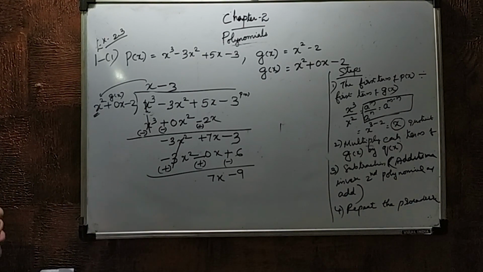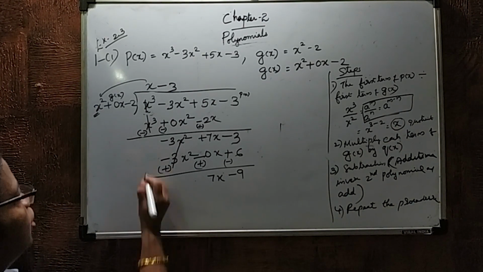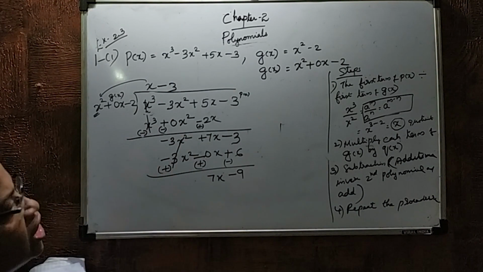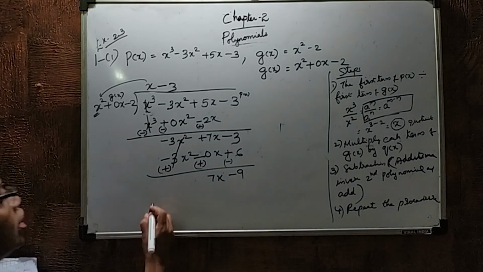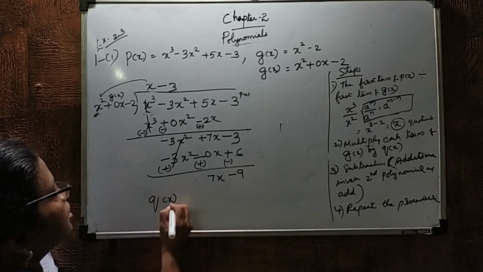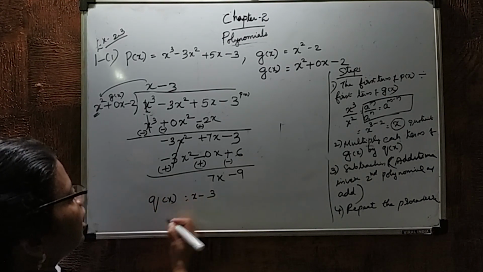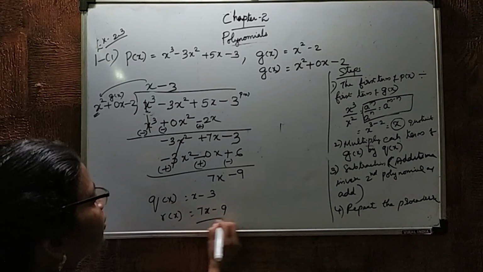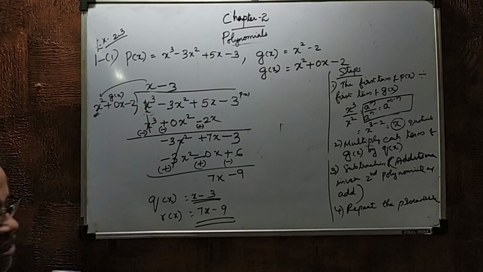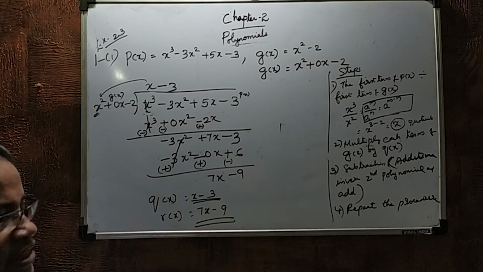So which is p of x, g of x, everything. p of x is this one, already given. g of x also given. And then what you have to find out? It is q of x equals x minus 3 and r of x is equal to 7x minus 9. So this is the answer for the first one. Let me tell once again.